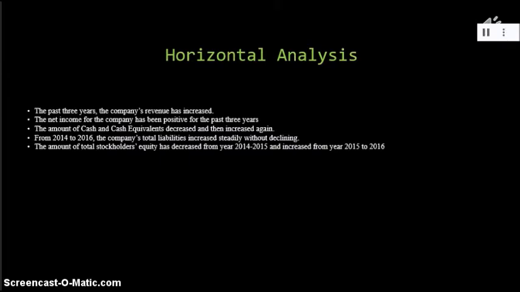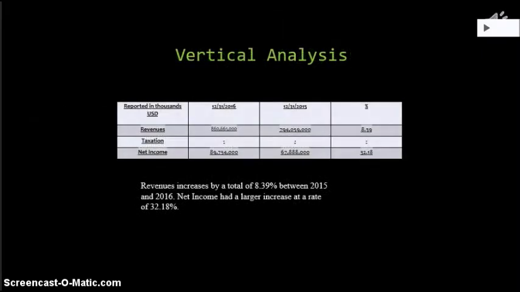Horizontal analysis confirmed that revenues had increased, net income was positive for the past 3 years, cash and cash equivalents decreased and increased again. Total liabilities increased steadily, stockholders' equity fluctuated throughout the years. Upon doing the vertical analysis for the company, revenues increased by a total of 8.39%. Between 2015 and 16, net income had a larger increase rate at 32.18%.